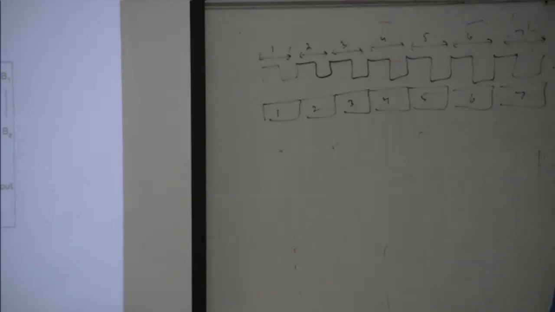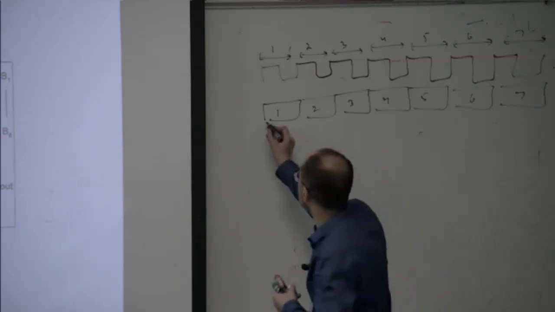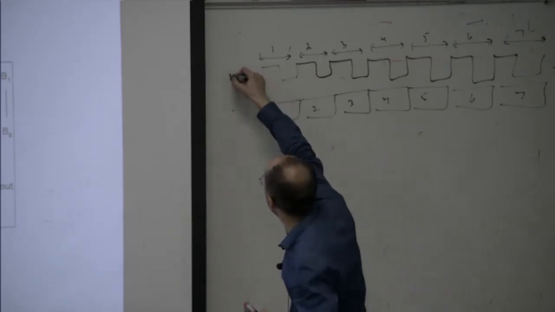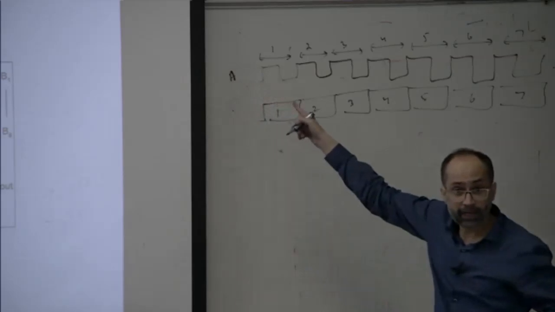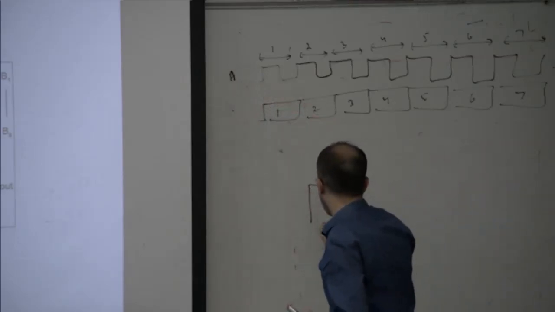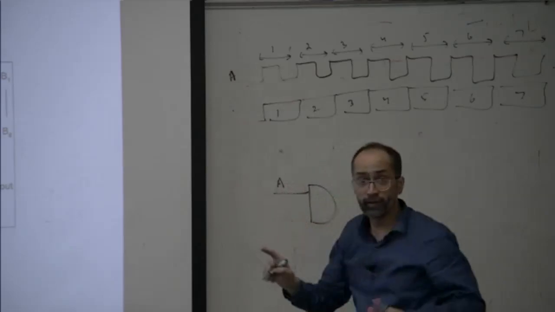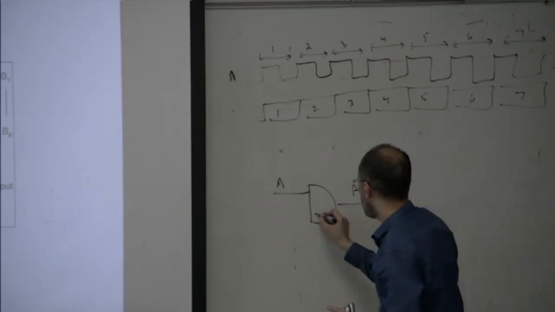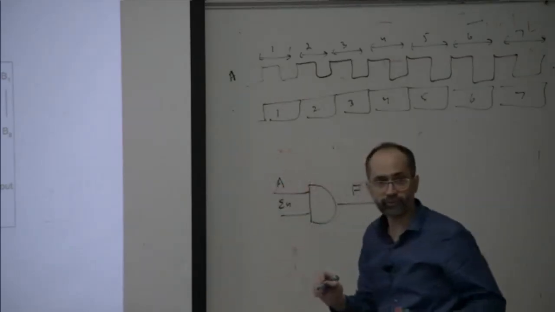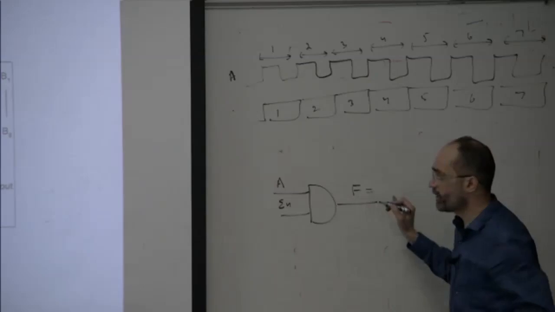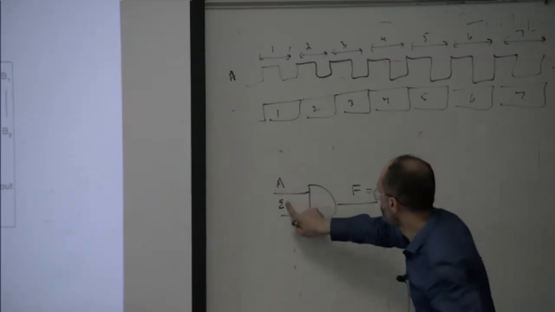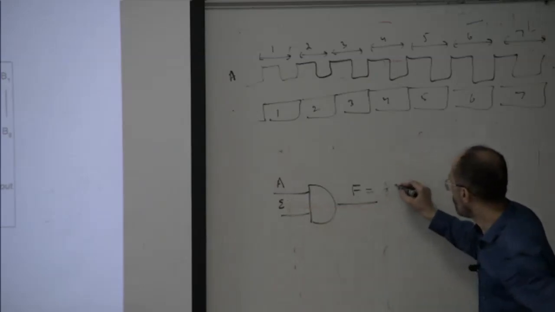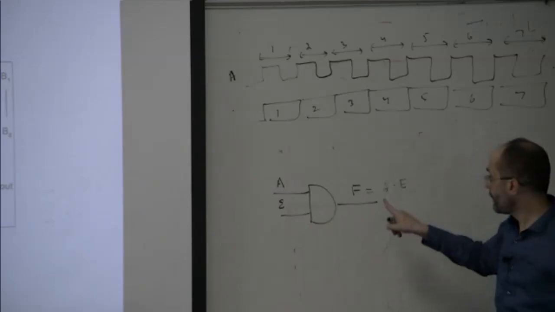Sometimes we would like to enable the counter and sometimes we would like to disable the counter. So what do we do instead? Now this is signal A. Can you see here? If we put an AND gate, take signal A, and put an enable signal, and the output is F, what will be the function F? A dot E.